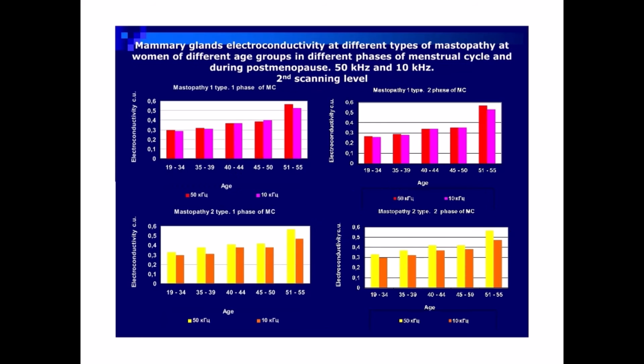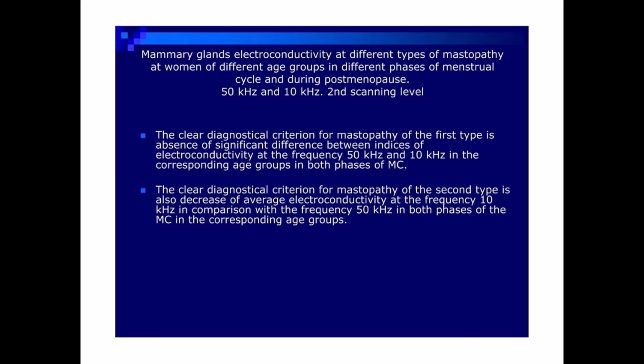Mammary glands electroconductivity at different types of mastopathy at women of different age groups in different phases of the menstrual cycle and during postmenopause. 50 kHz and 10 kHz.